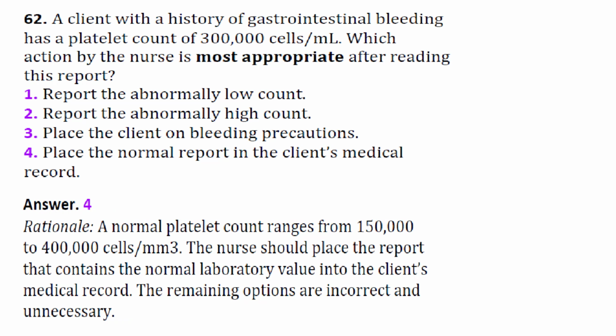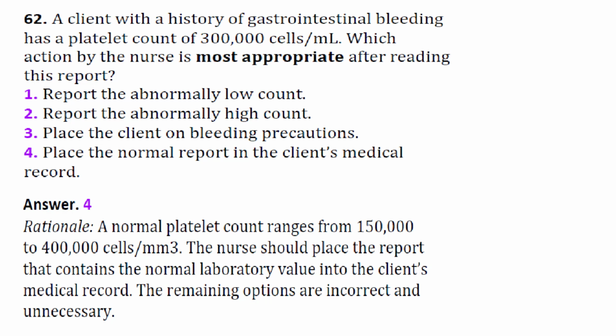62. A client with a history of gastrointestinal bleeding has a platelet count of 300,000 cells per milliliter. Which action by the nurse is most appropriate after reading this report? 1. Report the abnormally low count. 2. Report the abnormally high count. 3. Place the client on bleeding precautions. 4. Place the normal report in the client's medical record.